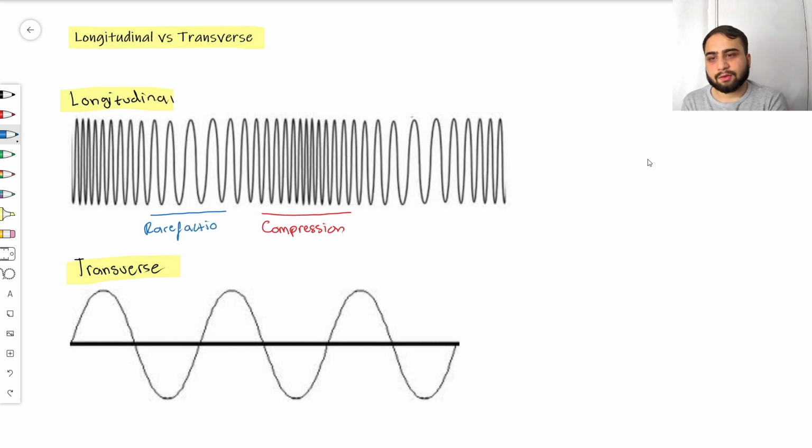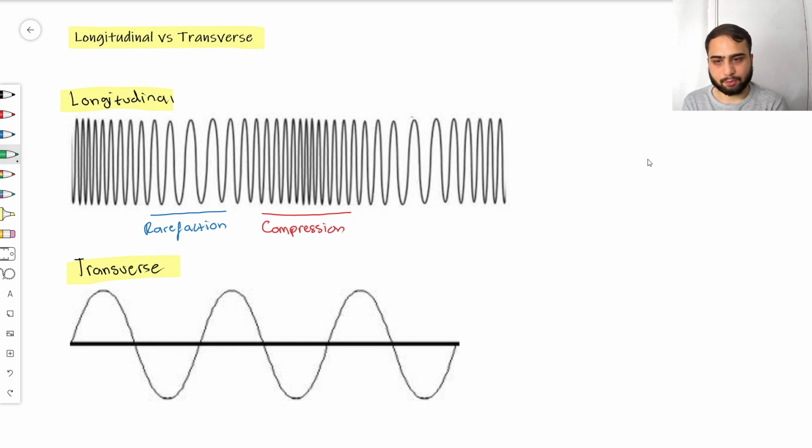Rarefaction may seem really complicated, but the more you use it, the more you'll learn to associate it. When the waves are expanding, that's called a rarefaction, and when the waves are compressing, that's called a compression. So we understand that, and obviously let's label our transverse wave again here.